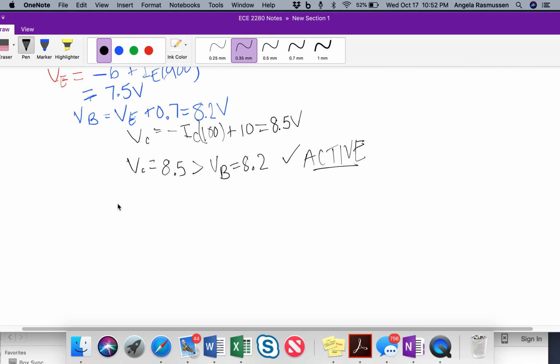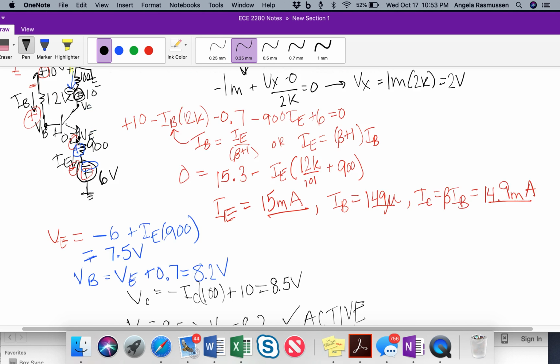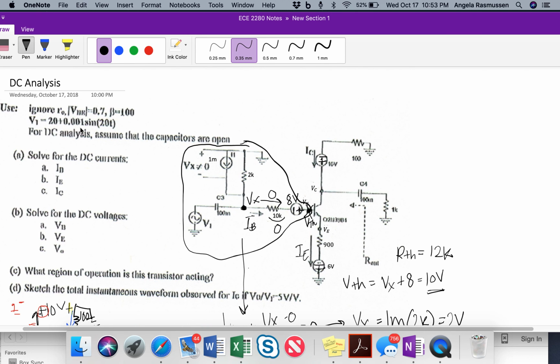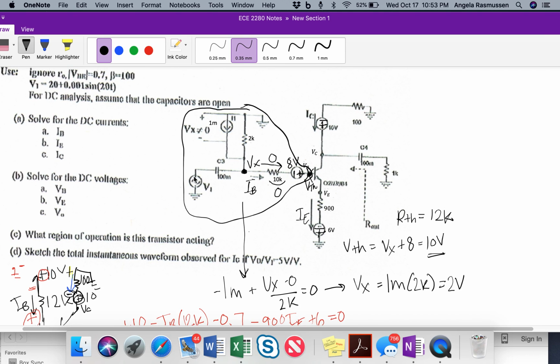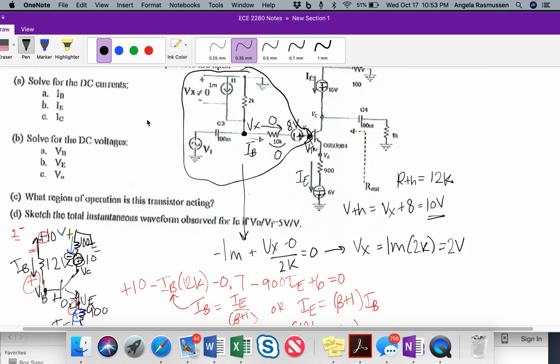So the specifications again gave us that V out over Vn was 5 volt per volt. And your input Vi is also specified as 20 plus 1 millisine 20t. And it is coming in here, and it's going through this capacitor. Remember, a capacitor is going to block the DC portion of that. And so going actually into it on the right-hand side of this will just be the 1 millisine 20t.